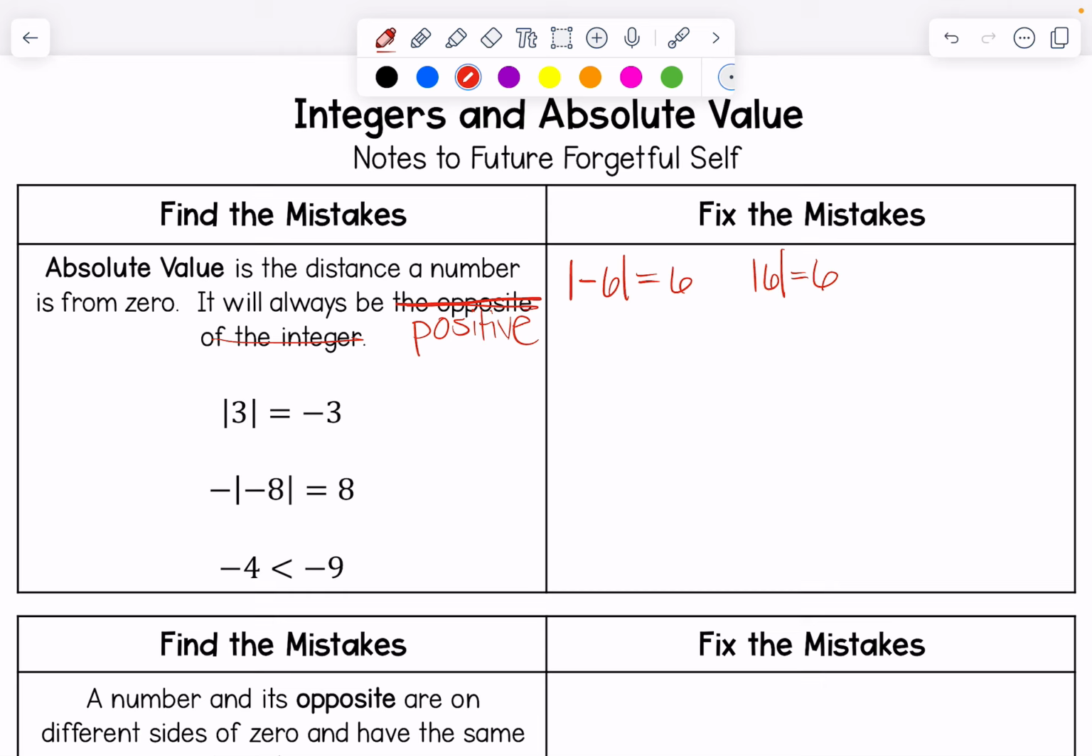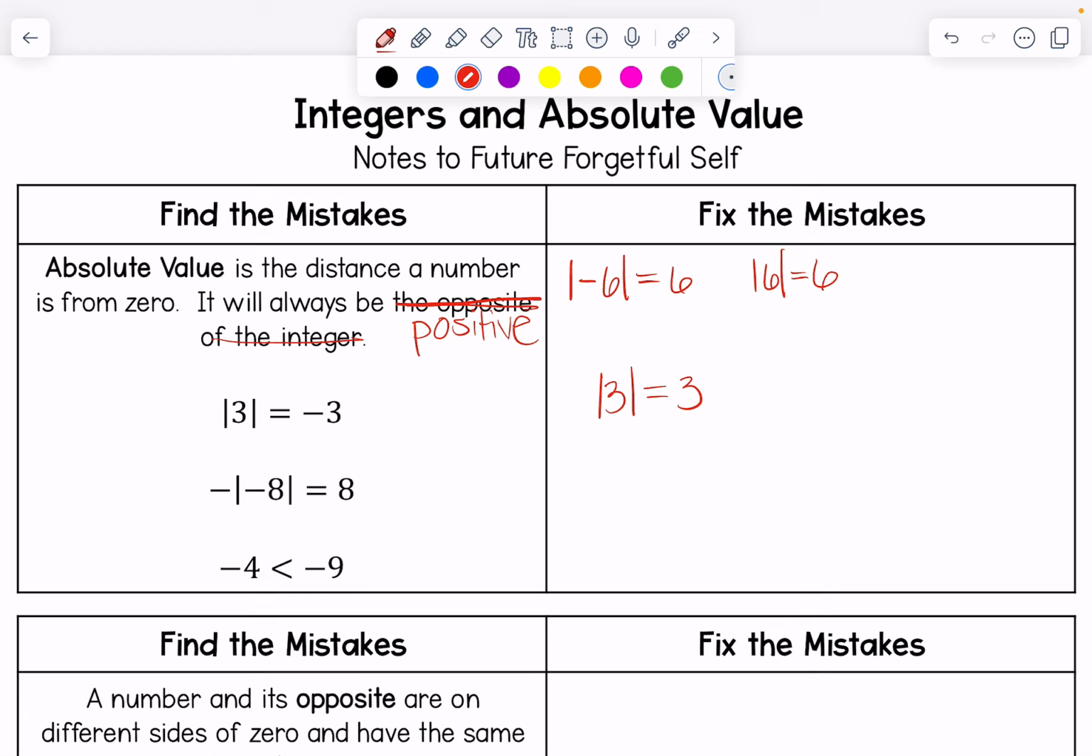On this next example, it says the absolute value of 3 is equal to -3. So if we stop and decide if that's the mistake there, the absolute value of 3 is actually +3, because again, it's the distance it is from zero.